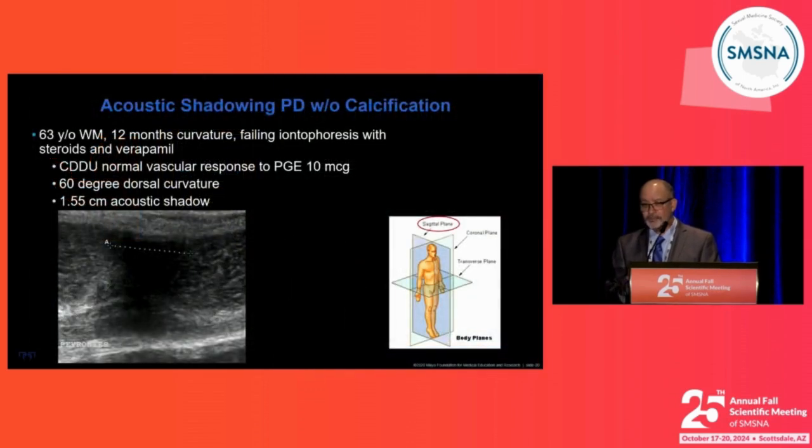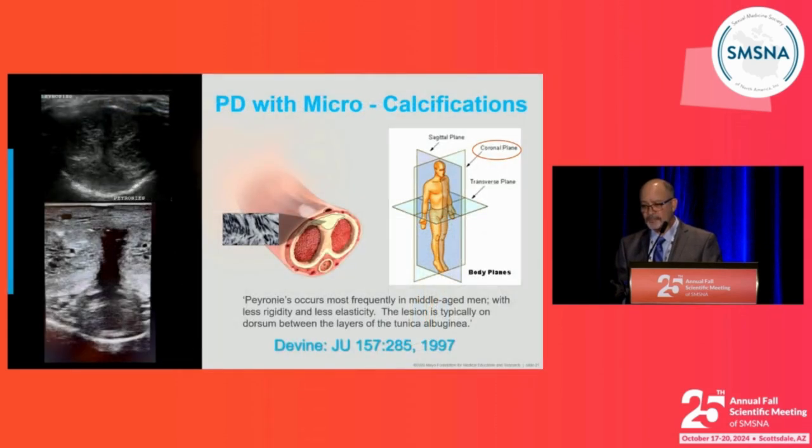Typical Peyronie's patient, 63-year-old, 12 months curvature, failing previous iontophoresis and trials of steroids and verapamil. Doppler ultrasound in the office, done here in the sagittal plane, shows a classic acoustic shadow. You can measure the shadow. There are no calcifications in that plaque.